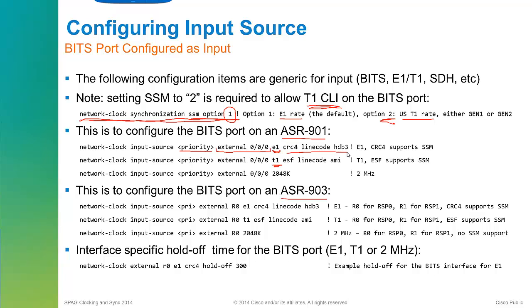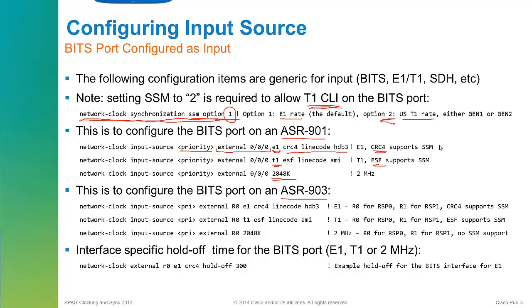If you're going to use the clock quality from SSM, then you need to be sure that you use CRC4 on the E1 and ESF on the T1. Otherwise, you're going to have a problem. If you want to use a 2048 signal, so rather than an E1 digital signal, you're using a wave signal, then what you do is you define it as 2048 rather than E1.